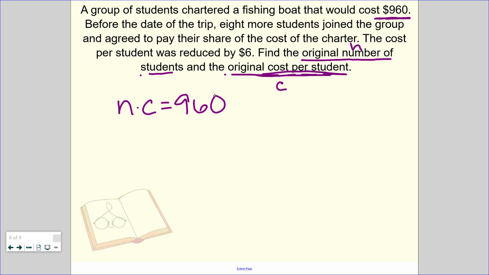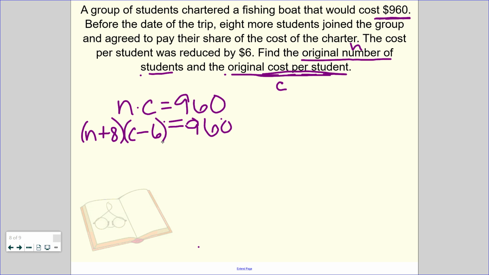Then, before the trip, something changed. The cost of the trip is still 960, but 8 more students joined the group. So that means my original number has increased by 8. And because of that, the cost was reduced by $6. So each student's cost went down by 6. Notice in this equation, we're still multiplying how many students are going times the cost per student to get to our 960.